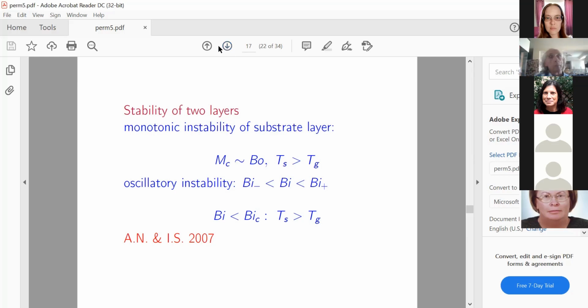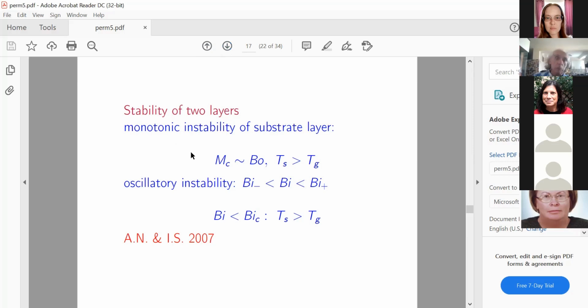And in the case of layers, there are two kinds of instabilities. One kind of instability is monotonic. It is a usual Marangoni deformational instability of Scriven and Sternling with a threshold proportional to the Marangoni number. And oscillatory instability is because we have two layers. Two layers can be oscillatory unstable, it is known.